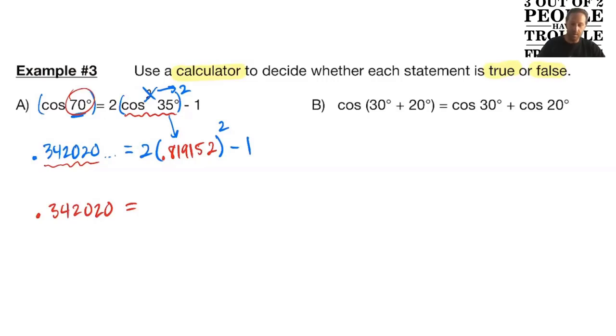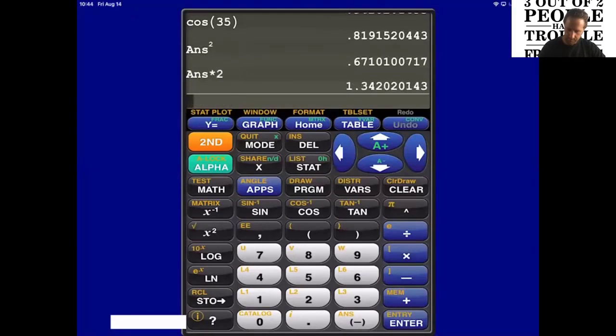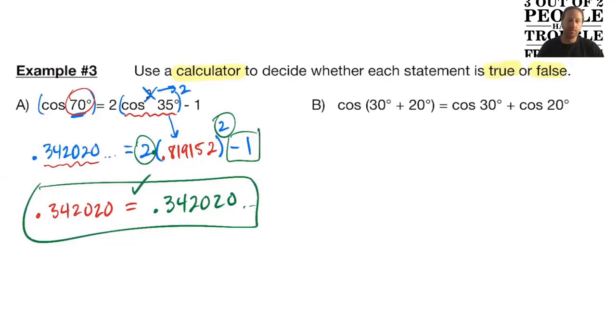So first I'd have to do my order of operations and square that value first, then multiply it by 2, then subtract the 1 last. And my question is, does it give me the same value? And go ahead and do that and see what you get. And you should have gotten the same thing so that you know that is indeed a true statement.